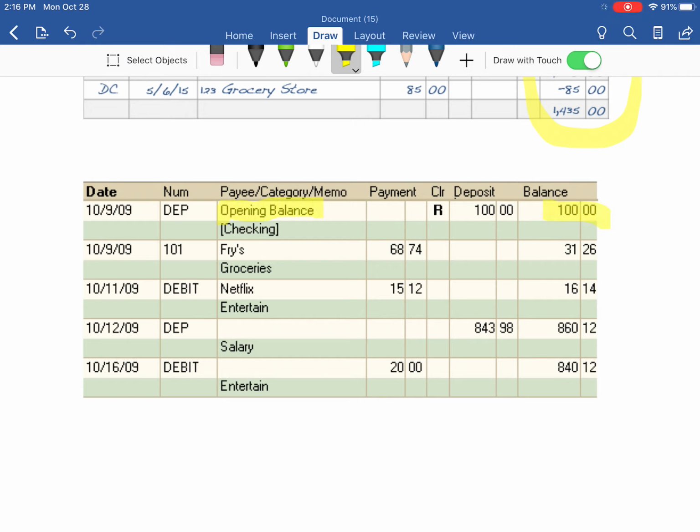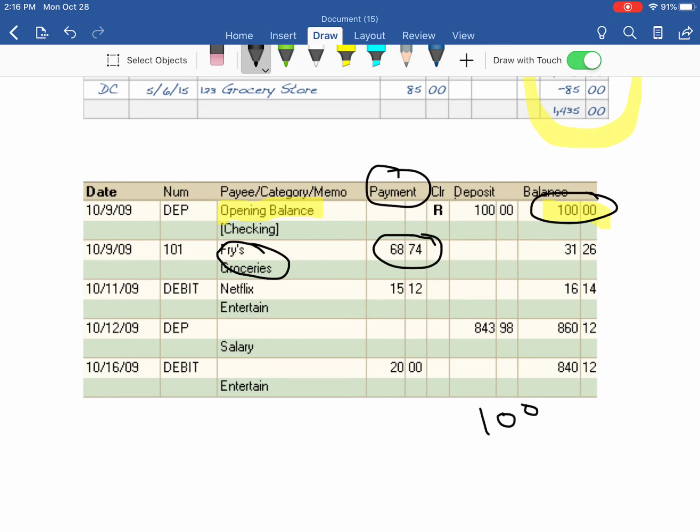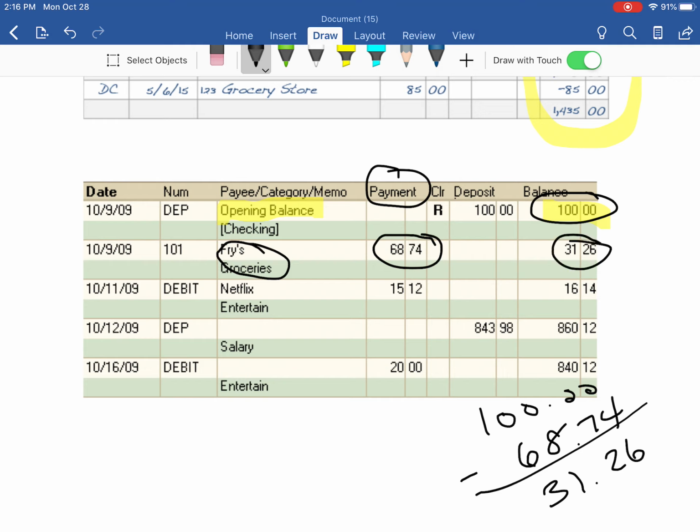It says that I spend on fries or groceries. It says I spend $68.74. It says payment up here, so that's something that I am spending. I had $100, and I am spending $68.74, so it's going out of my account. I am losing it. I am subtracting it out, and I am left with $31.26.